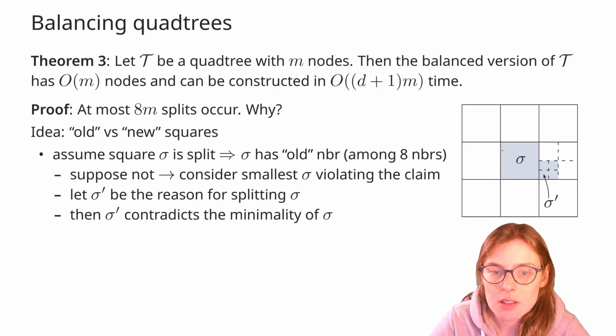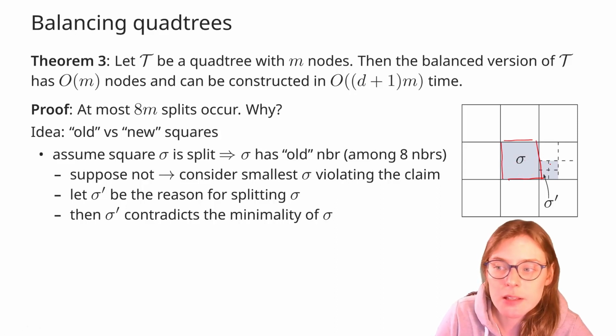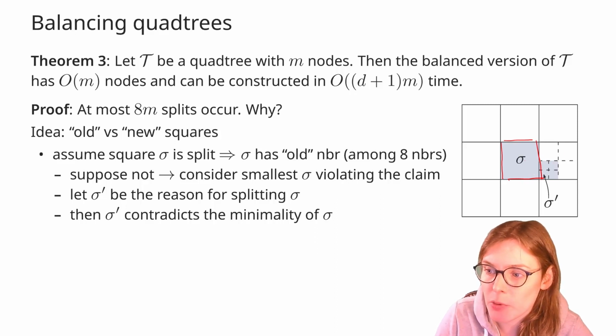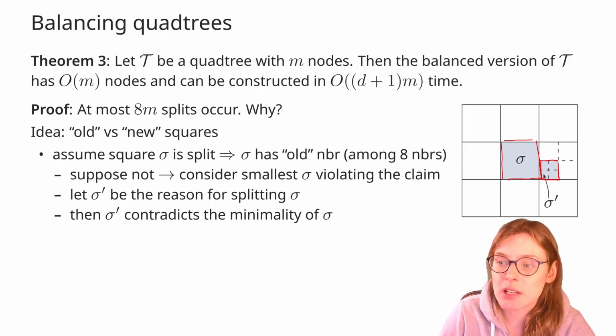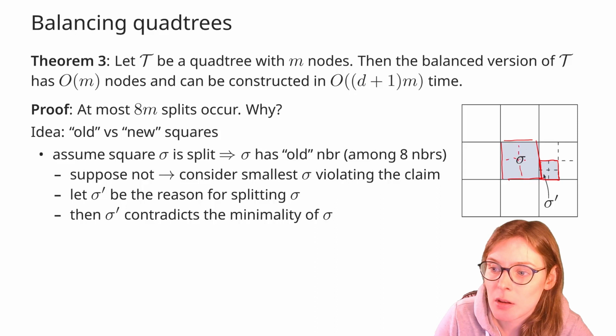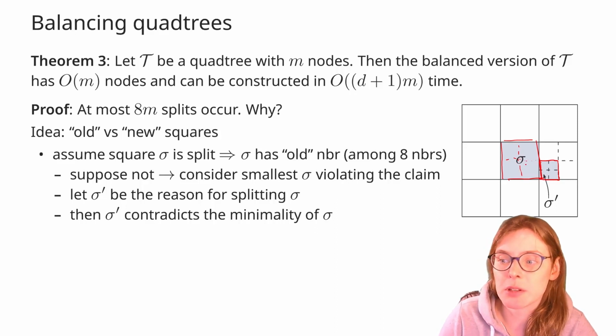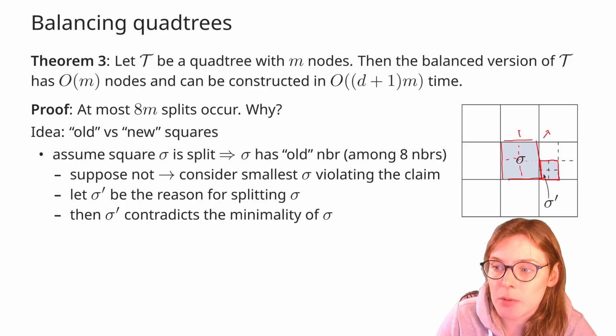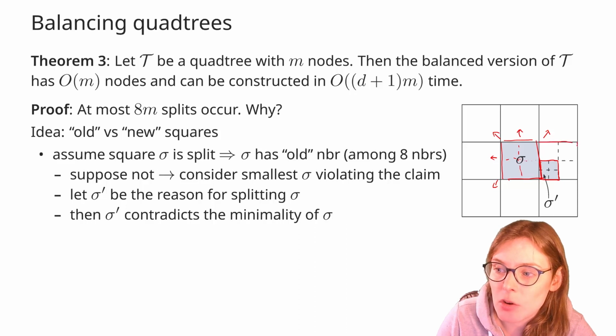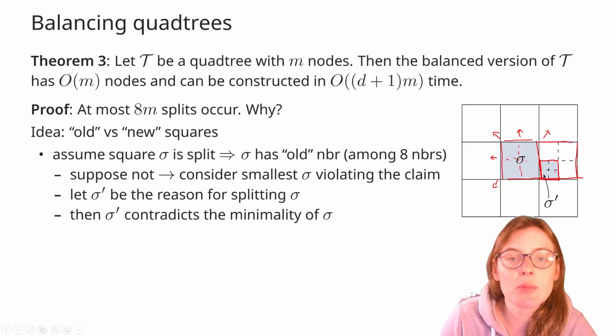Assume that sigma is the smallest such square that was split, with all 8 neighbors around it being new neighbors. And let's consider the square sigma prime, which is the reason for sigma to get split, meaning that sigma prime was split itself into smaller quadrants and forced sigma to get split. Because all the 8 neighbors surrounding sigma by assumption are new, then the parent of sigma prime is new, and thus sigma prime itself is new.